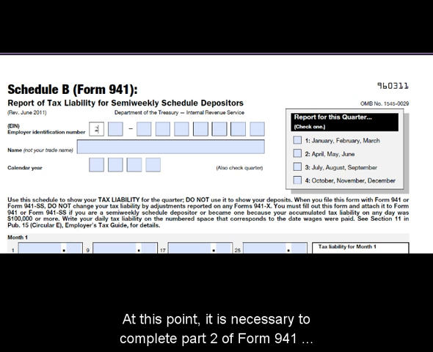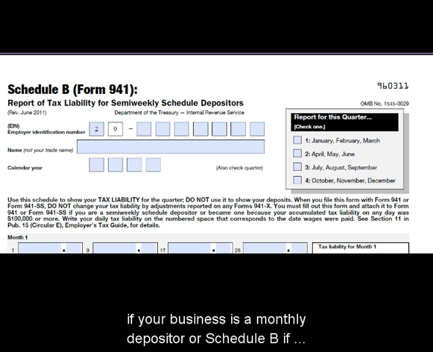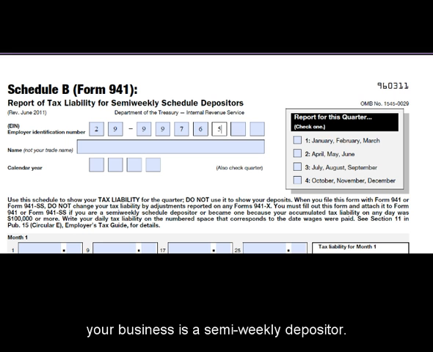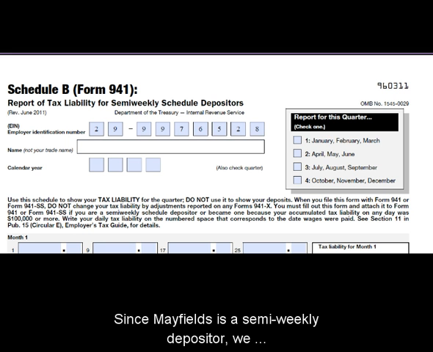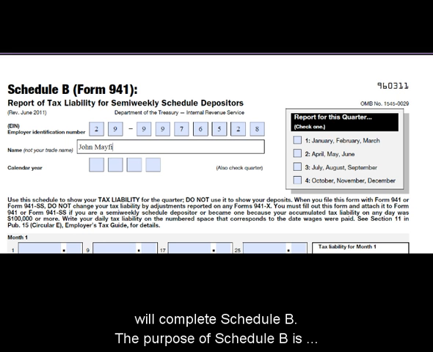At this point, it is necessary to complete Part 2 of Form 941 if your business is a monthly depositor, or Schedule B if your business is a semi-weekly depositor. Since Mayfield's is a semi-weekly depositor, we will complete Schedule B.